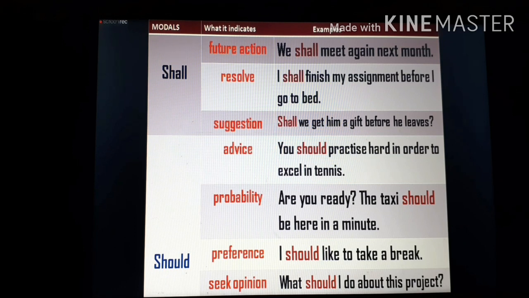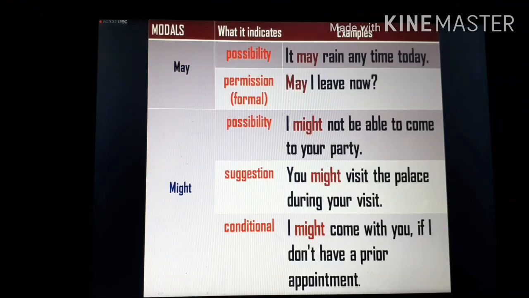Are you ready? The taxi should be here in a minute. So there is a chance or a probability that the taxi will be here within a minute. I should like to take a break, talks about the preference of the subject. What should I do about this project? This sentence seeks opinion. May expresses possibility or permission.